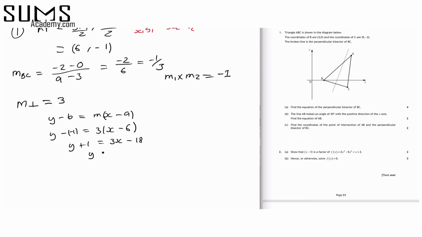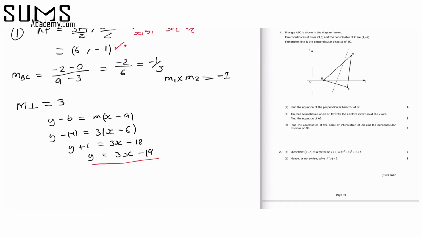So y equals 3x, this goes over there, becomes minus 1, minus 19. That's your final answer there. So you get your marks from 1, finding the midpoint, 2, finding the gradient, 3, finding the perpendicular gradient, and 4, for writing out your final expression in the correct form.